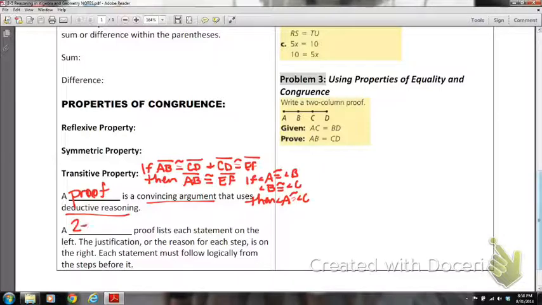A two-column proof lists each statement on the left, and then the reason for making each statement, called the justification, is on the right side. And we will look at an example of that. Each statement must follow logically from the step before it. So let's look at problem 1.